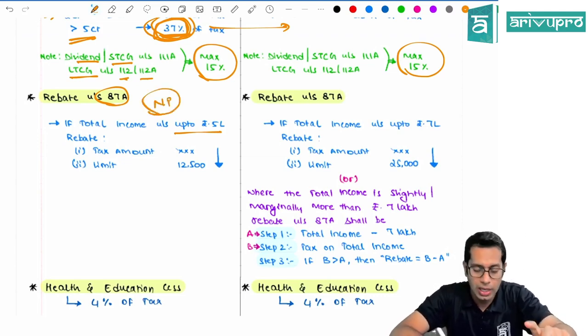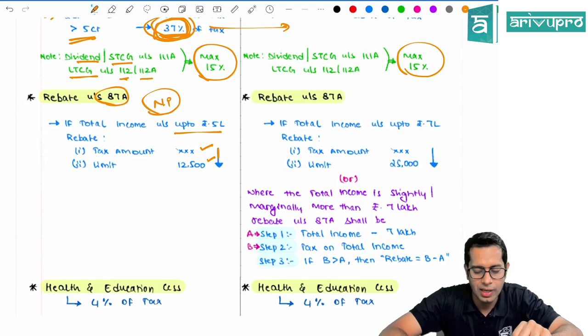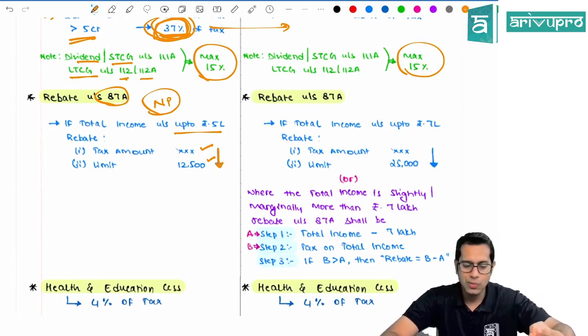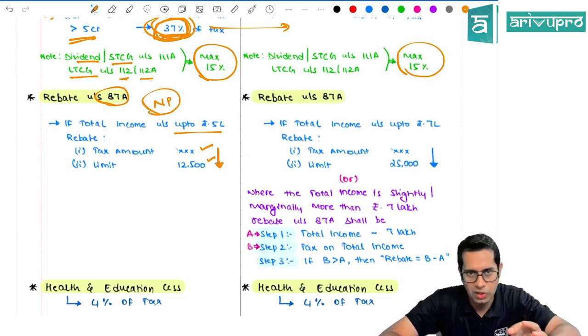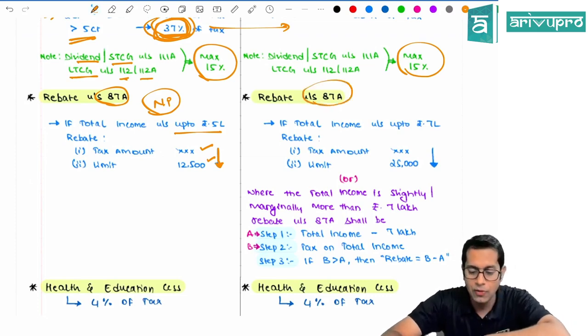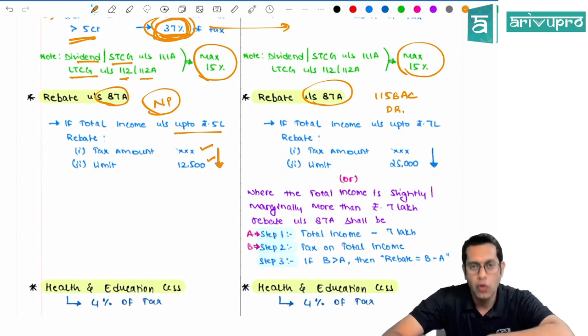How much rebate will you get? You will get a rebate of the tax amount or 12,500, whichever is less. But if you are a person who is paying tax under section 115BAC or under default regime, then for you, the rebate will be given if your total income is up to 7 lakh rupees.